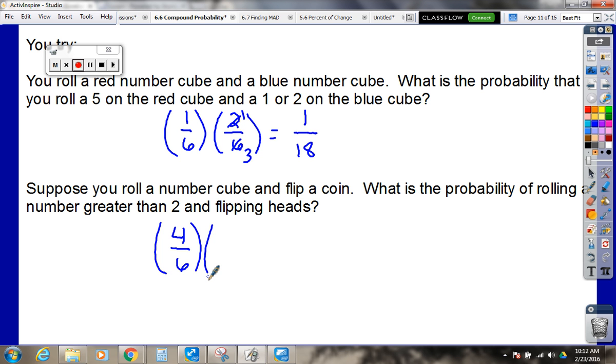Olivia, what's the probability that I'm going to flip heads on a coin? How many possibilities are there? Right, there's 1 head out of how many choices? What else could I flip? I could flip heads or tails, so there's only 2 possibilities. I'm going to multiply them together. I'm going to reduce first. Let's see, 2 goes into 4 twice, into 6 3 times. I can also cross simplify on this one. So I get 1/3.